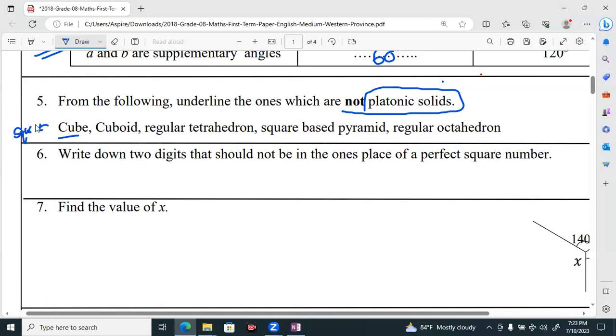They are squares, no? Squares are what it has. If we take the cuboid, what does it have? It consists of squares and rectangles. So it has different kinds of shapes. Regular tetrahedron. It consists of equilateral triangles. Square-based pyramid. It consists of triangles and a square.